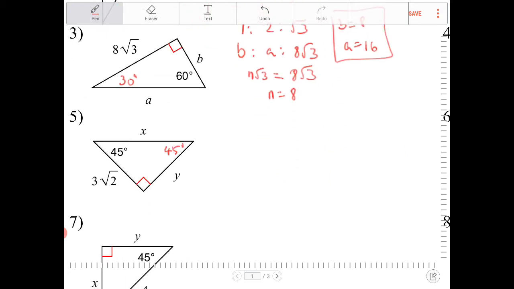Next, this is a 45, 45, 90 triangle. Y is equal to 3 radical 2. 45, 45, 90. This is an isosceles triangle. So again, I'm dealing with 1, 1, radical 2. So I have 3 radical 2, 3 radical 2. What will the third side be? It will be 3 radical 2 times radical 2, which is 6.